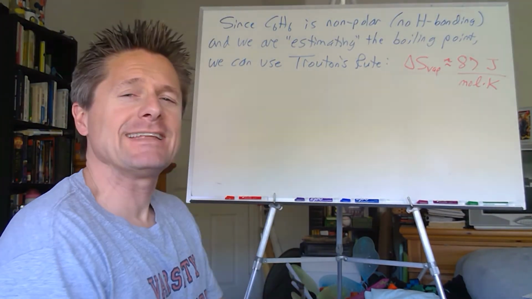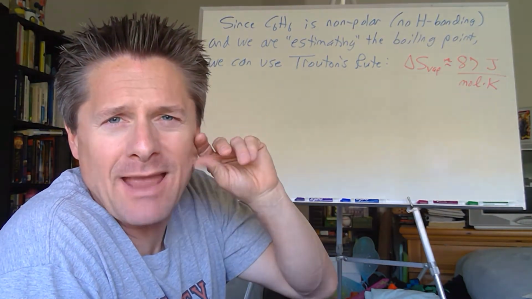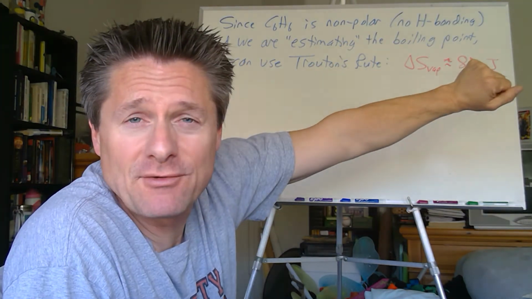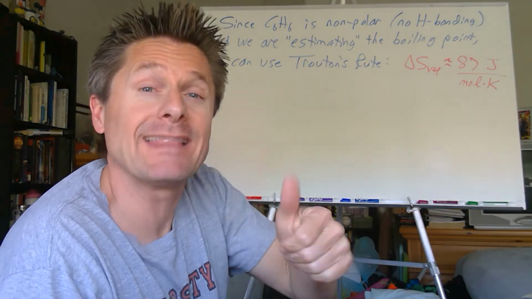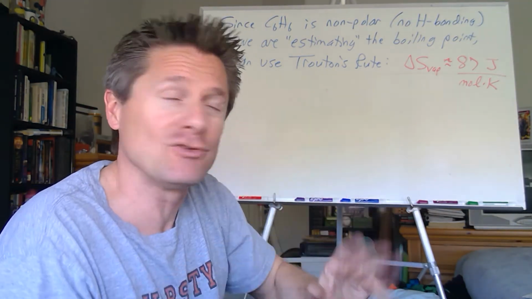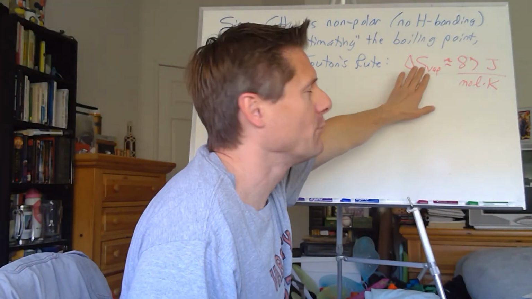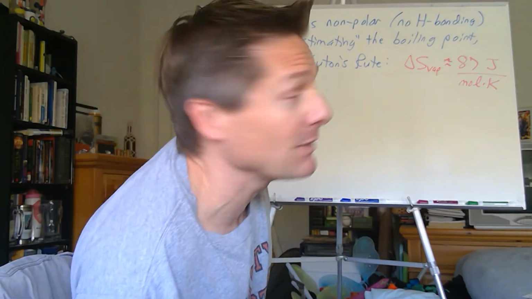Did you get it? All right. So here, and you don't have to write all this on an exam or test, because benzene is nonpolar, it doesn't have hydrogen bonding, and we're estimating the boiling point. That's the green light, the red flag to go, oh, I can use Trouton's rule that the molar entropy of vaporization is 87, approximately. So that's going to limit us to 2 sig figs.